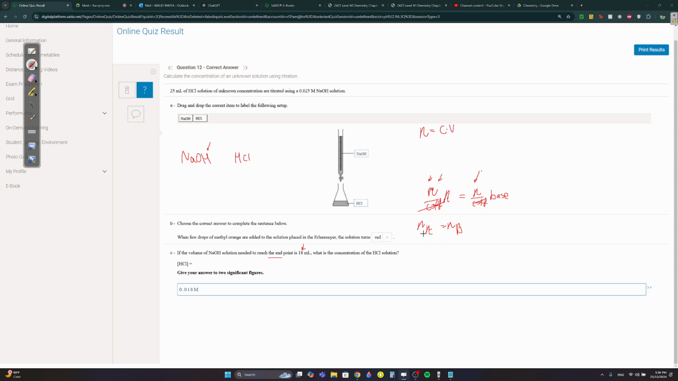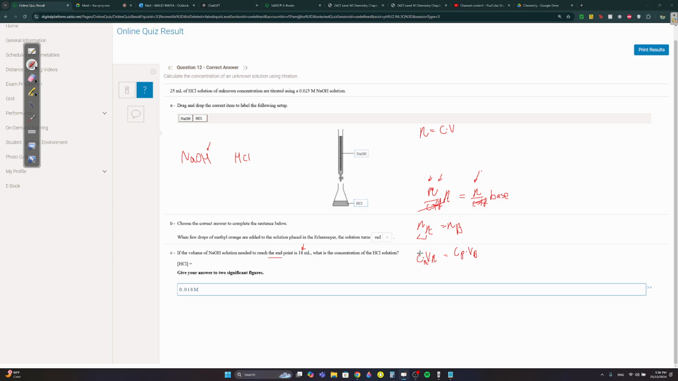So that means C times V of the acid, so concentration of acid times volume of the acid, is equal to C of the base times volume of the base. Okay, you guys remember from last year C1 V1 is equal to C2 V2. It's basically the same thing, but you're not allowed to write it like this. You have to say A and B. Okay, this is very easy.